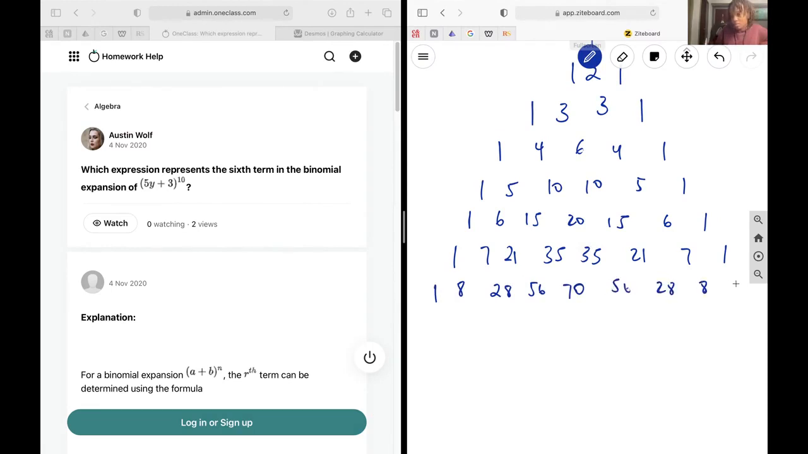56, 28, 8, 1, 1, 9, 36, 84, 126, 126, 84, 36, 9, 1.